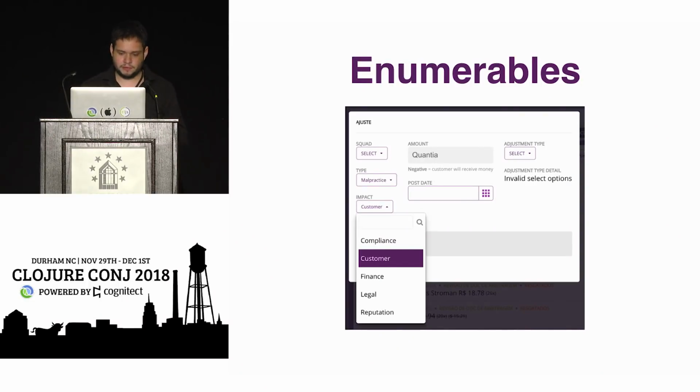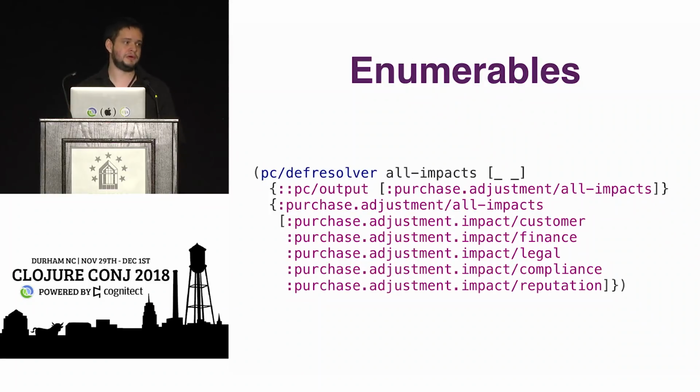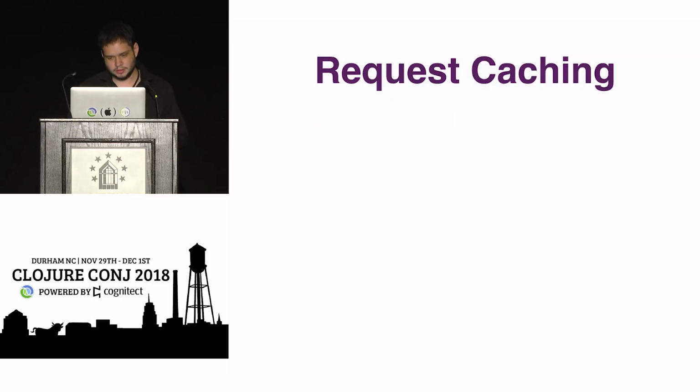We can do the same thing for enumerables. So if you have an enumerable, name it, expose it through a resolver, then you can ask for it wherever you want. Now let's go to one that gets a little bit more advanced. That's about request caching.